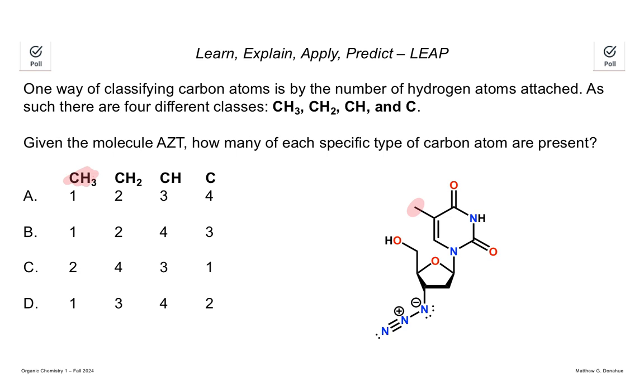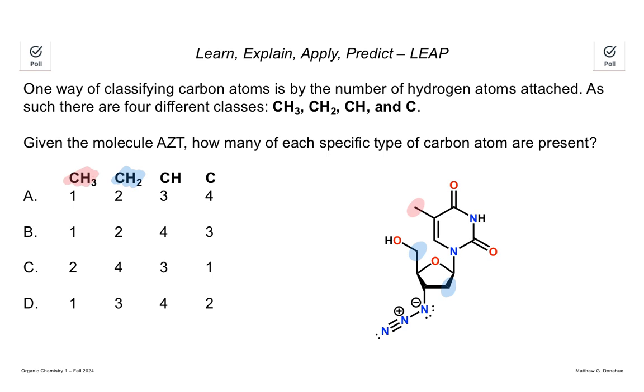So let's move on. CH2, we'll do that in blue. We have 2 CH2 groups. The first one's right here, and the second one is in this ring right here. So we're looking at a 1 and 2, so I think we can eliminate choice D at this point, if we're looking down the second column.